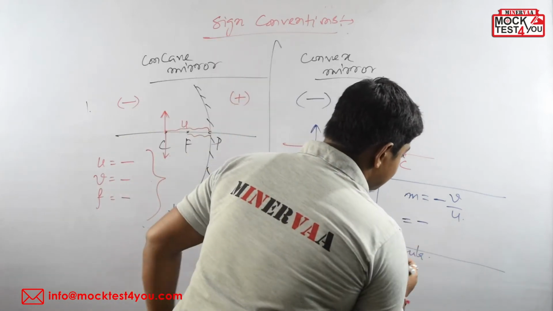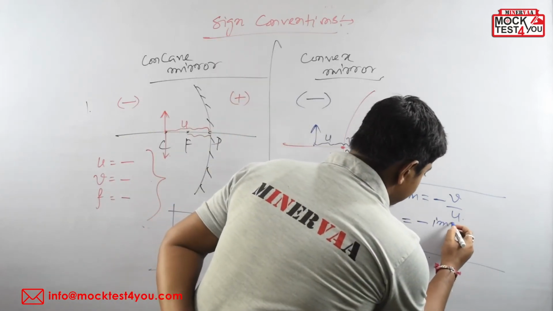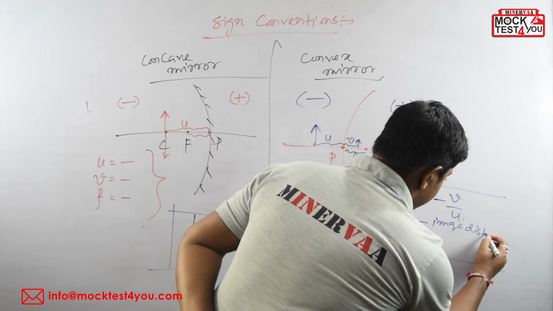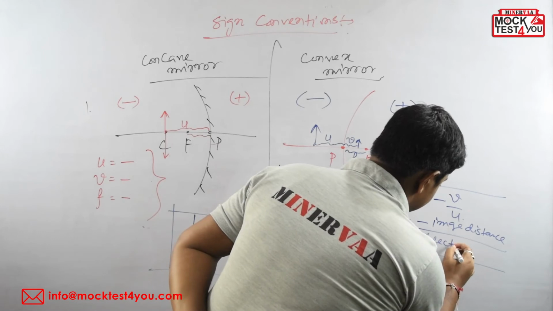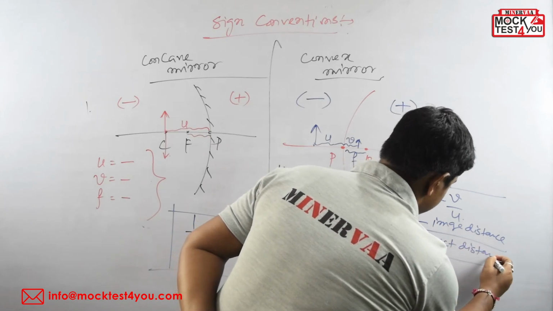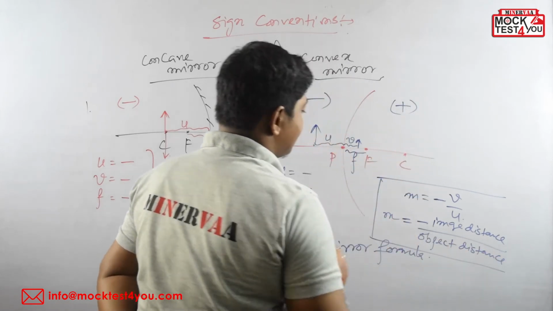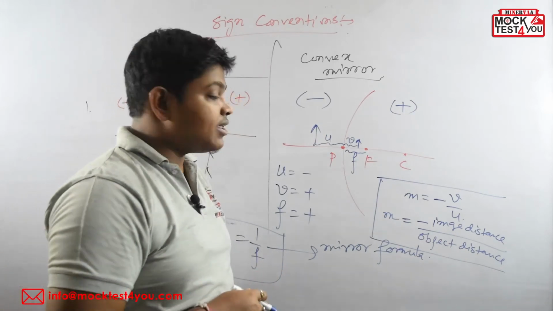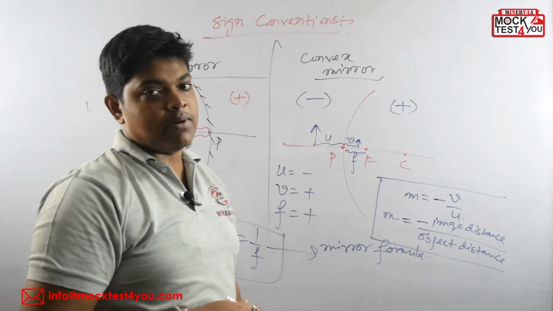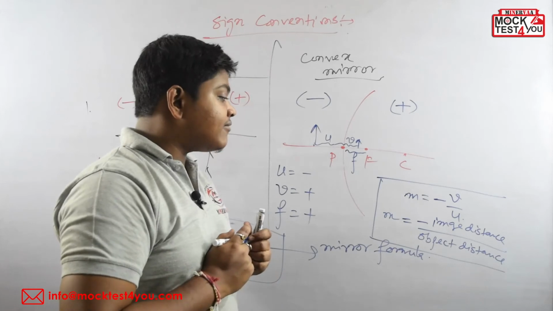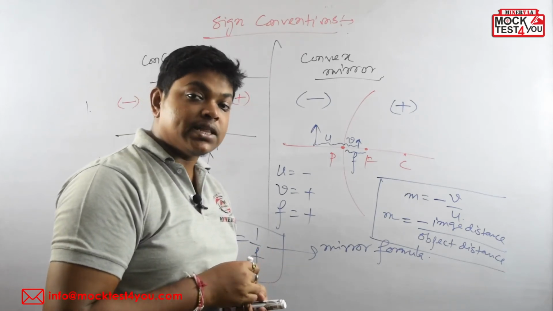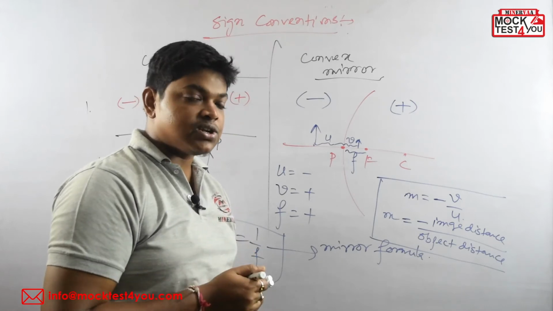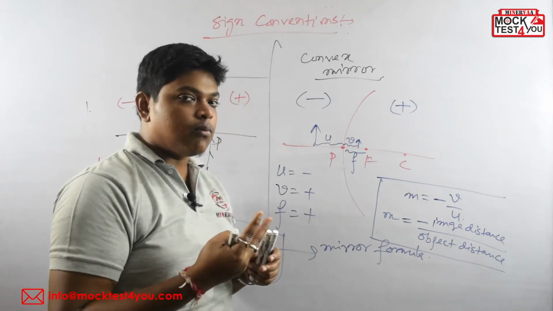Let me write down that it is minus of image distance divided by object distance, right? So this is the formula for the case of magnification. Magnification equals minus V by U. Now what I have asked you is that you have to find out the image height. So there should be another formula for magnification. Now the magnification has two formulas.